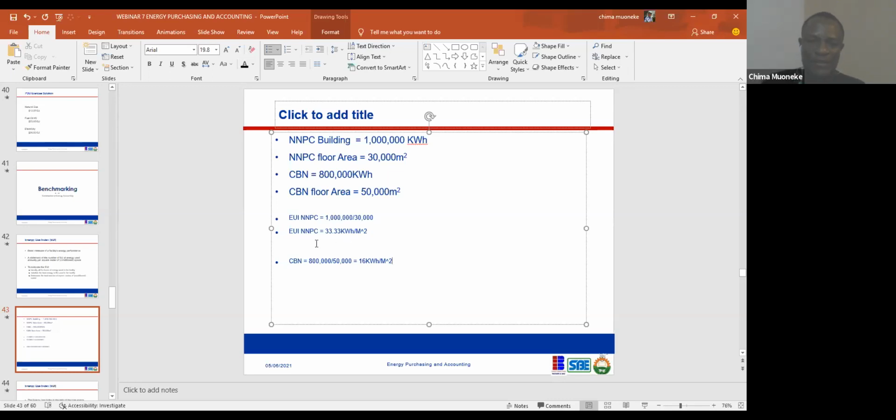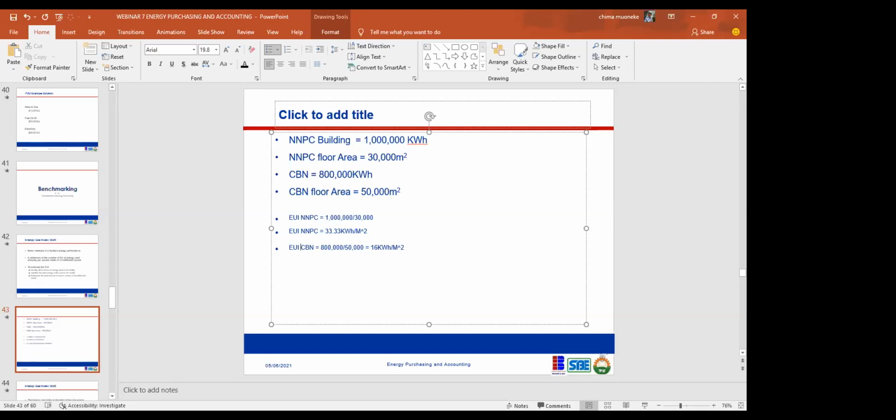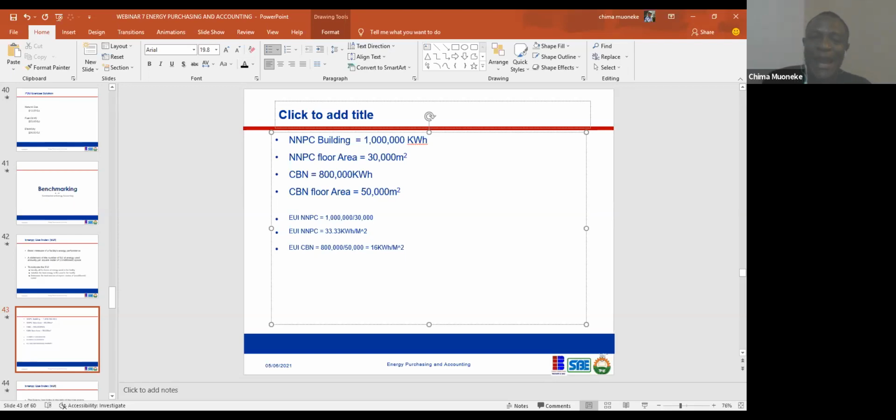So you can now see which one uses more energy, based on the energy use index for the CBN and the energy use index for the NNPC. Which one uses a higher amount of energy? NNPC. So you can see that the NNPC building uses a higher volume of energy than the CBN. The essence of energy use index is to compare two different facilities with different characteristics, so you know which one is actually using more energy per square meter. Like I said, it's a way to benchmark different buildings. So this is how it works.